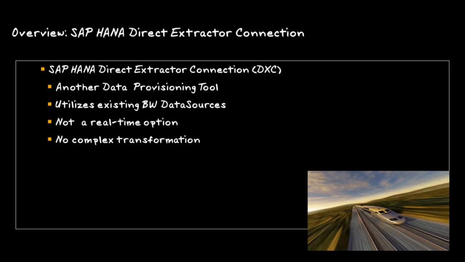I work at SAP. In this video, I will show you how to configure the SAP HANA Direct Extractor Connection, also called the DXC. DXC is a data provisioning tool. It utilizes the existing BW data sources. DXC may not be considered for real-time data replication. It also may not be considered for data which requires complex transformation.